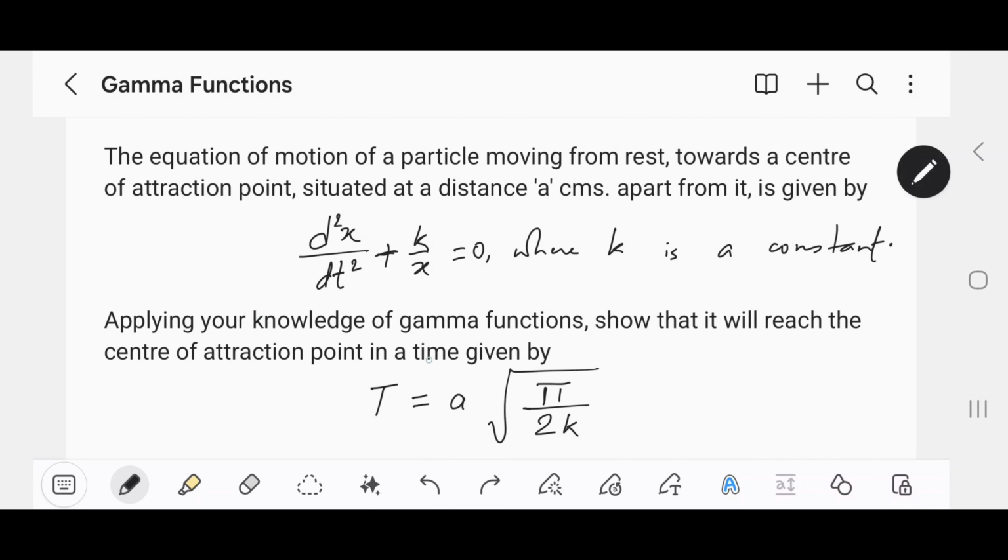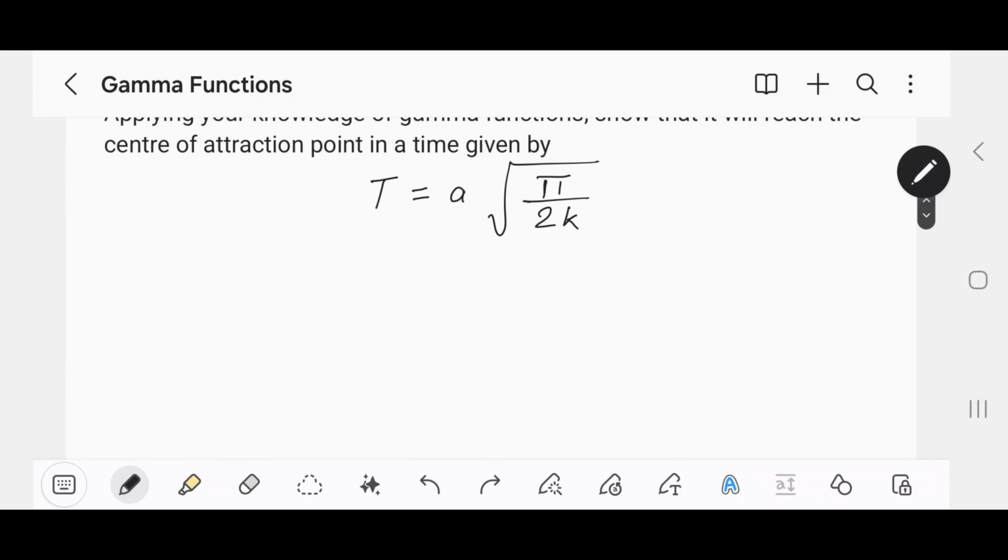We need to find out, let's say, if the time to reach the center of attraction point is given by this expression t equals a into root under pi by 2k. So the question simply says we need to use the gamma function somewhere to solve the problem. Let's begin. At first, let's write whatever is given here.